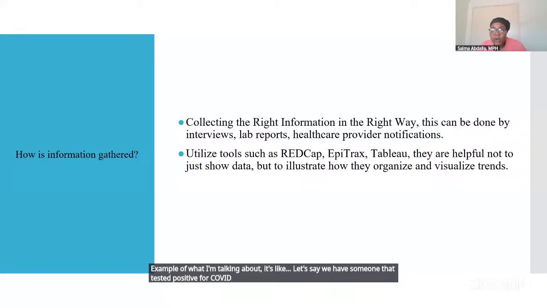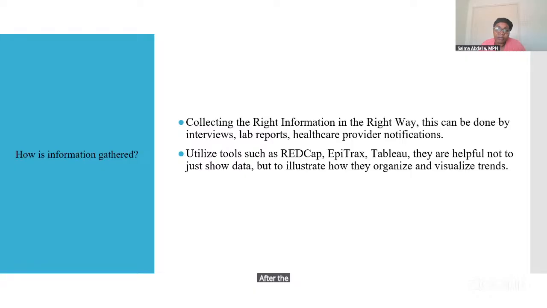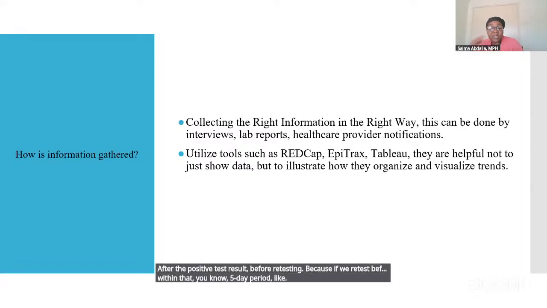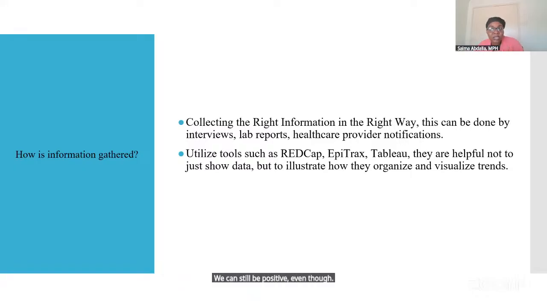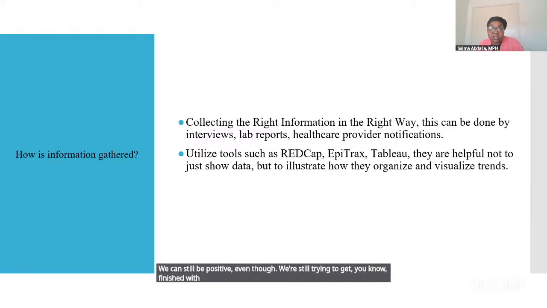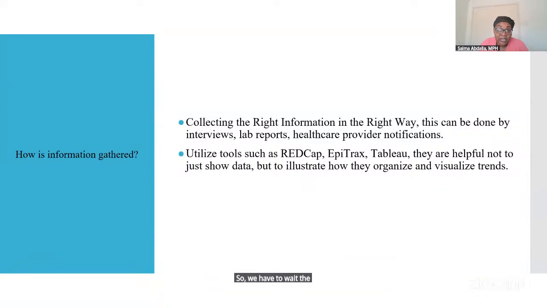An example of what I'm talking about: let's say we have someone that tested positive for COVID, and they are recommended to wait at least 5 days after the positive test result before retesting. Because if we retest within that 5 day period, if we didn't wait a specific amount of time, we can still be positive, even though we're still trying to finish with the symptoms. We didn't wait the period that allows for the virus to peak in the body and not be detectable by the test. So we have to wait the amount of time that we are advised for isolation, for the symptoms to go through.